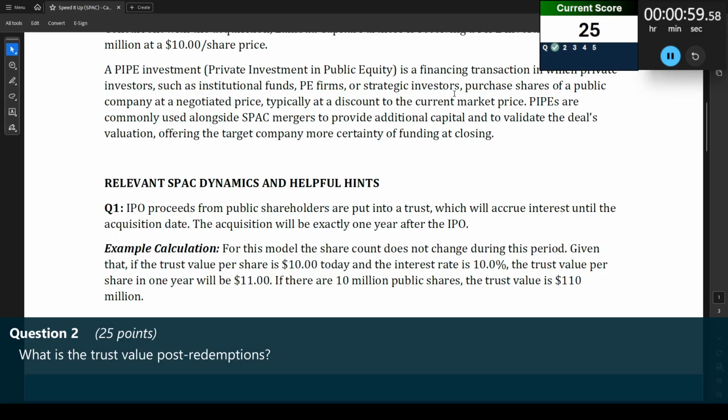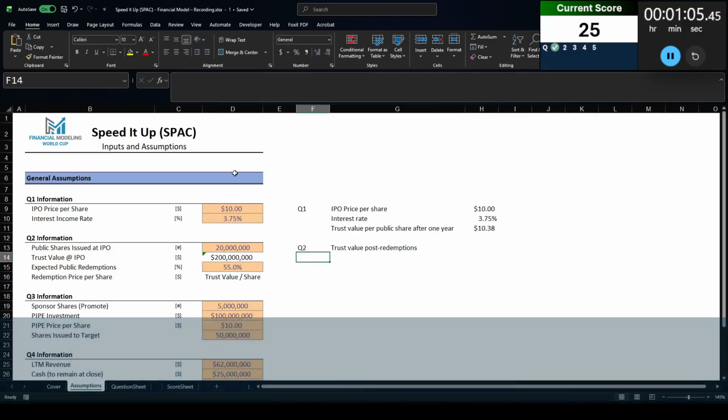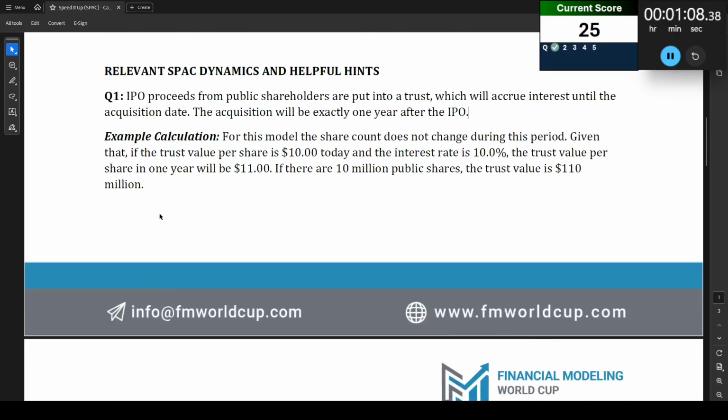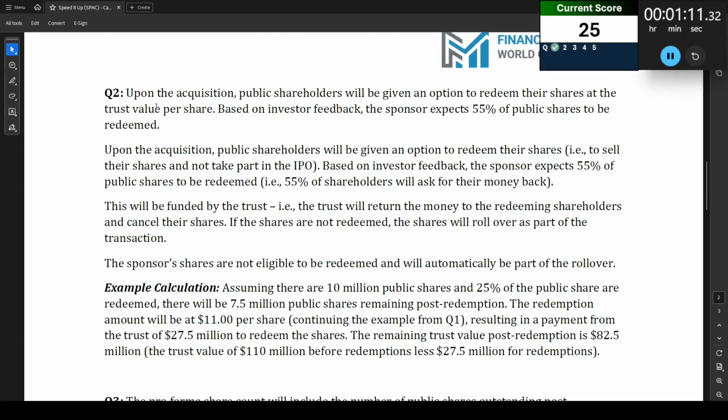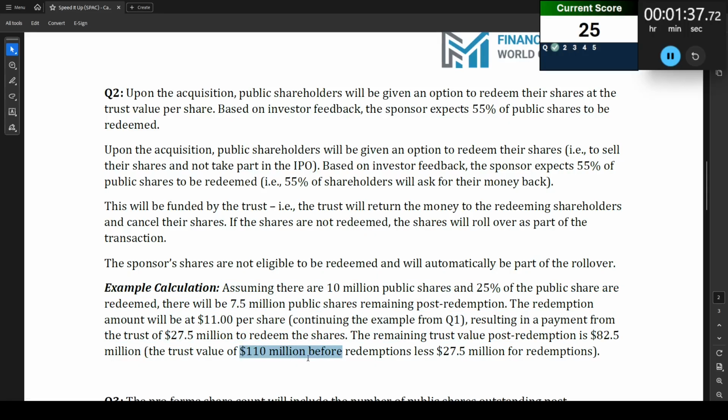All right, let me go ahead and just copy that so I can put it on this sheet here so I don't have to go back later. And let's take a look at the instructions again to see how that's calculated. So there's a lot of information here, but I just generally follow this calculation. Assuming there are 10 million public shares and 25% of the public shares are redeemed, there will be 7.5 million public shares remaining post-redemption. The redemption amount will be at $11 per share, continuing the example from question 1, resulting in a payment of the trust $27.5 million to redeem the shares. The remaining trust value post-redemption is 82.5. The trust value of 110 million before redemptions, less 27.5 million for redemptions.